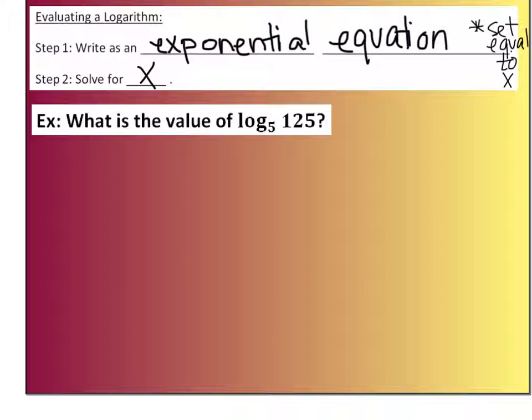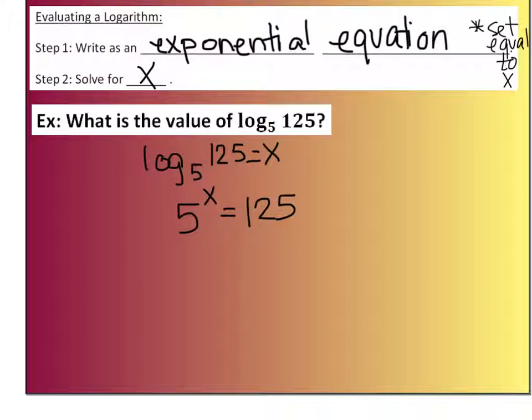So our first example says, what's the value of log base 5 of 125? So the first thing we do is we set this equal to x. So log base 5 of 125 is equal to x. And then we write it in exponential form. So we start with the base, which is 5. The answer is in the exponent spot, so 5 to the x equals 125.